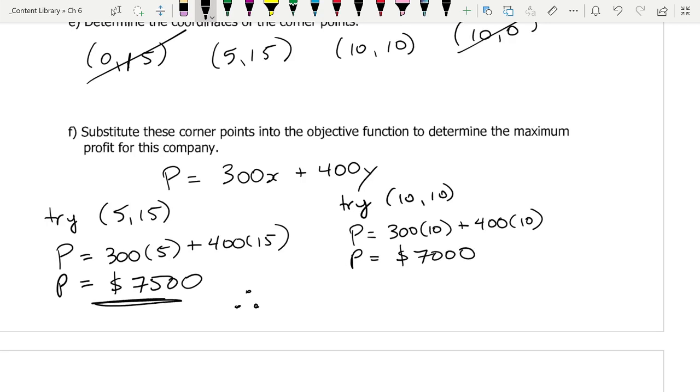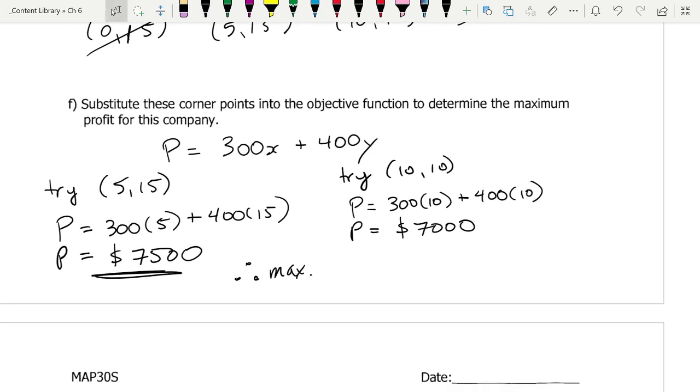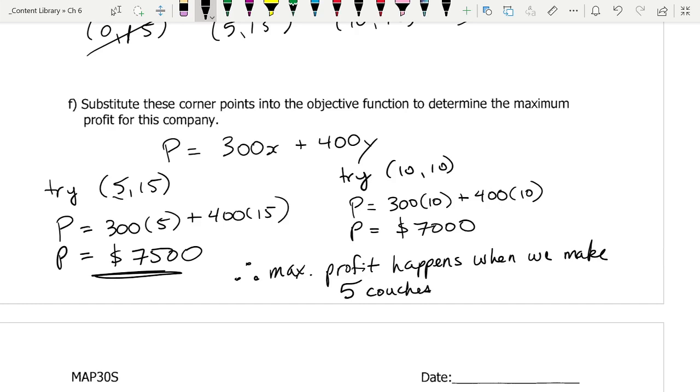is that one. Therefore, maximum, are you okay with maximum being just abbreviated as max? Maximum profit happens when we make 5 couches, right, because X was 5, and 15 love seats, because Y was 15, per day. And this kind of math is absolutely essential to the business world.